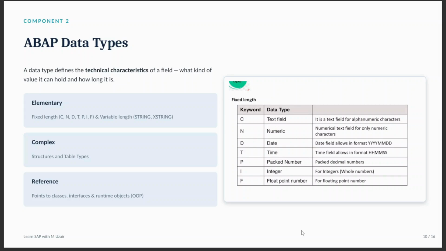Second is complex types: structures and table types, which we will cover shortly. And third, reference types, used in ABAP objects to point to a class or interface instance that we will be using in the program, which we will see later.